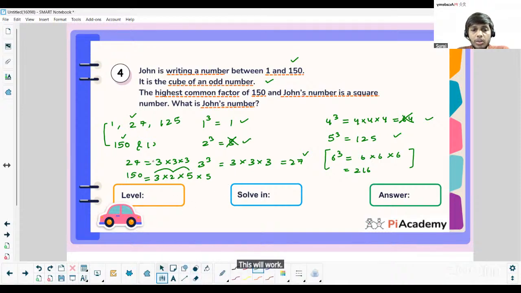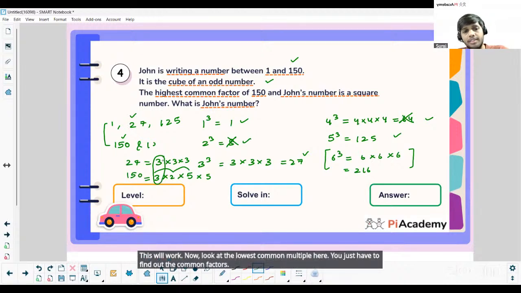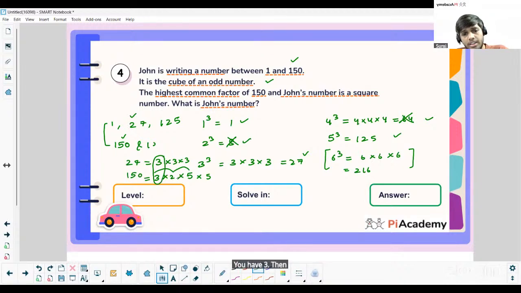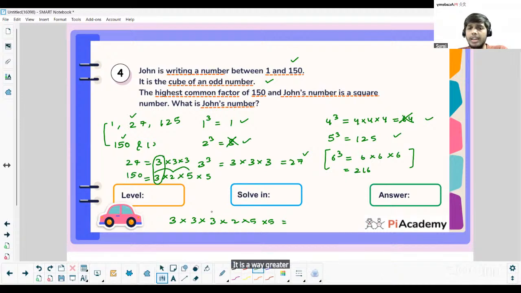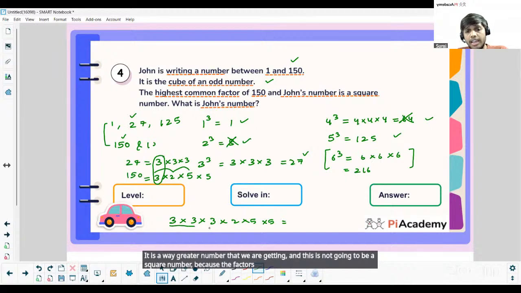Now look at the common factors. You just have to find out the common factors. You have 3, then you have the other numbers as 3 times 3 times 3 times 2 times 5 times 5. It is a way greater number that we are getting. And this is not going to be a square number because the factors are not having any pairs at all.